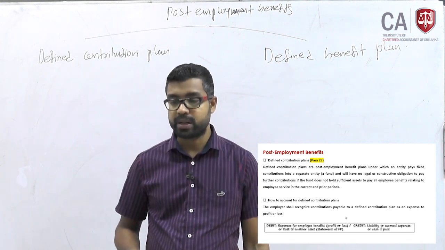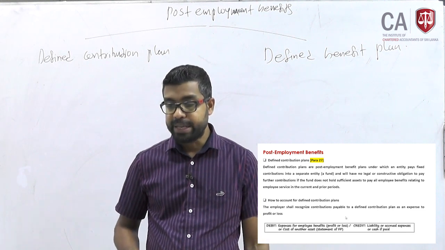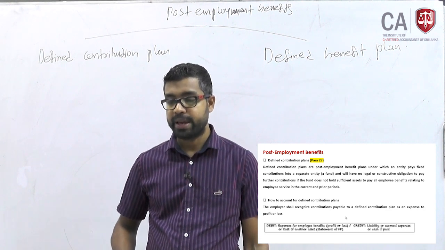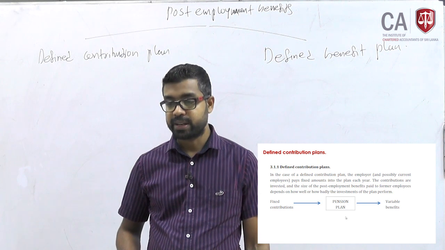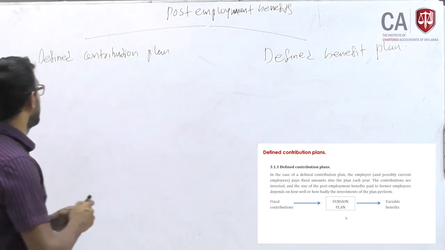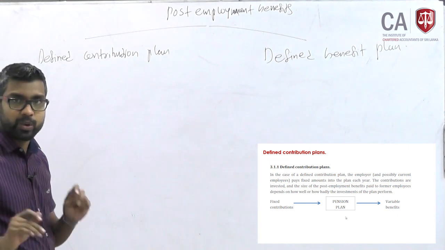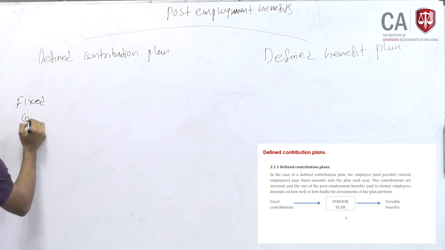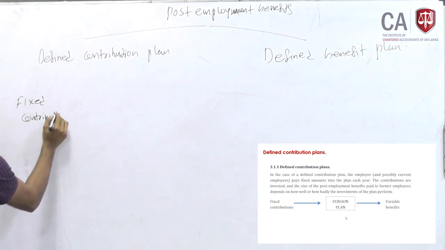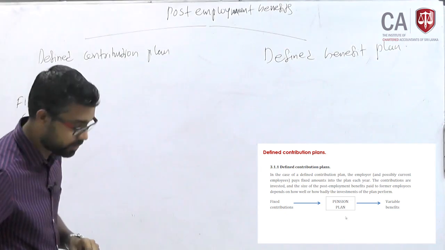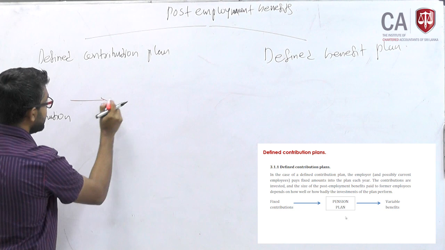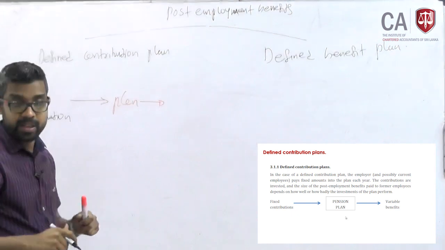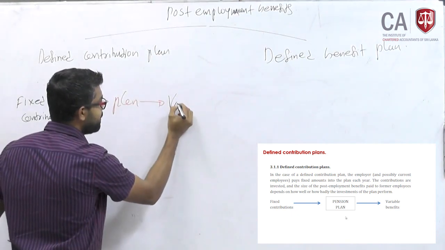How to account for a defined contribution plan? Debit employee expense and credit liability or accrued expense, right? That is the defined contribution plan. Let me explain on the board. Defined contribution plan means, according to that definition, you pay a fixed contribution to a plan. Right? From that, the employee will receive a variable benefit.